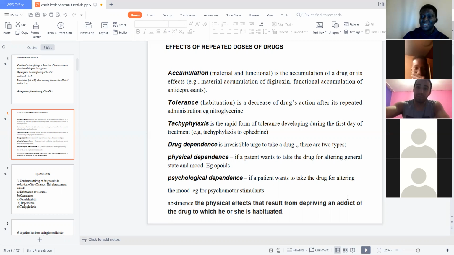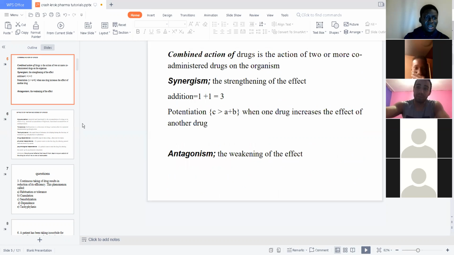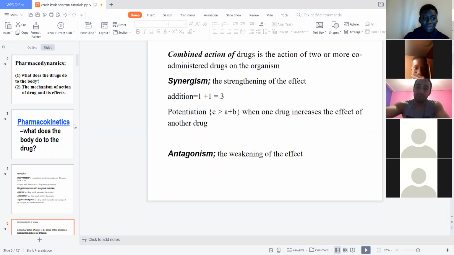Then abstinence. Abstinence is what you feel when you haven't taken the drug for a long time. For example, if someone is addicted to morphine and they are deprived of morphine for a long time, they are going to get some symptoms of morphine withdrawal. Okay, so that's it for the first topic.